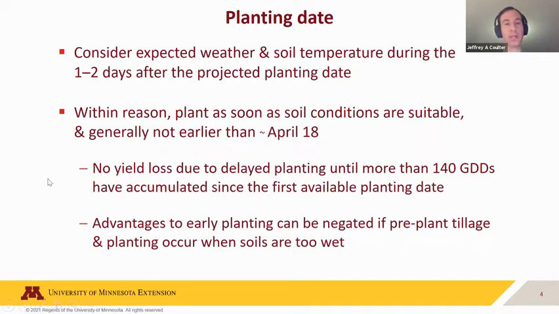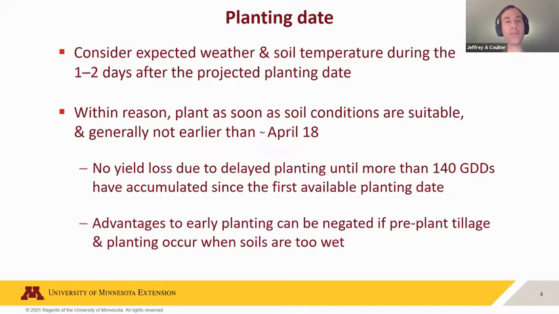Based on the planting date table, we see that there's generally no yield loss due to delayed planting until at least 140 growing degree days have accumulated since the first available planting date. In addition, it's important to avoid planting when soils are too wet. Advantages to early planting can be negated if pre-plant tillage and planting occur when the soils are too wet.